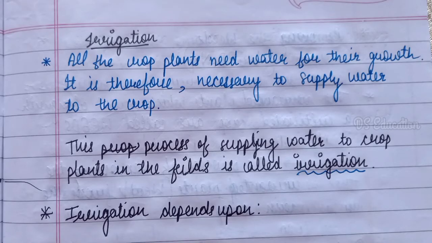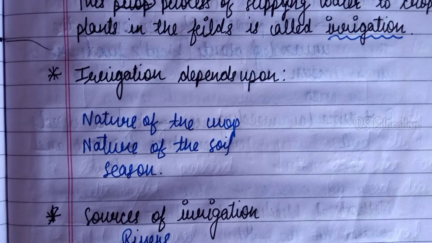Now let's see the next step, irrigation. All crop plants need water for their growth. It is therefore necessary to supply water to the crop. This process of supplying water to the crop plants in the field is called irrigation. Irrigation depends upon the nature of the crop, nature of the soil and season.